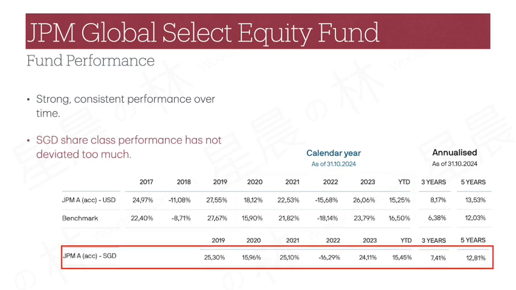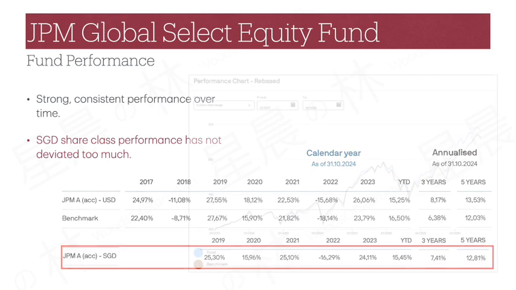Looking at the Sing Dollar share class, which is unhedged, it is also good to see that the performance numbers have not deviated too much from the US dollar share class numbers. Hence, investors with Sing dollars do not need to worry too much about FX fluctuations messing up the intended returns.